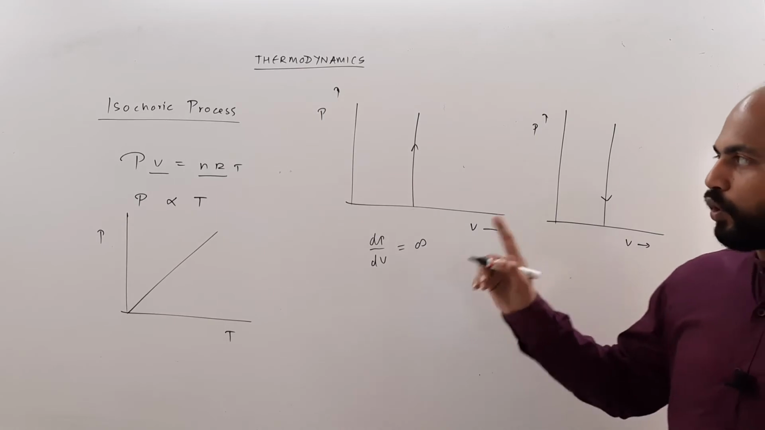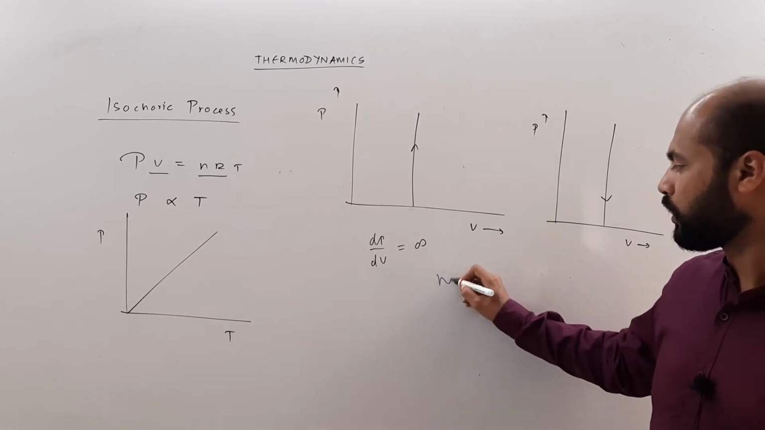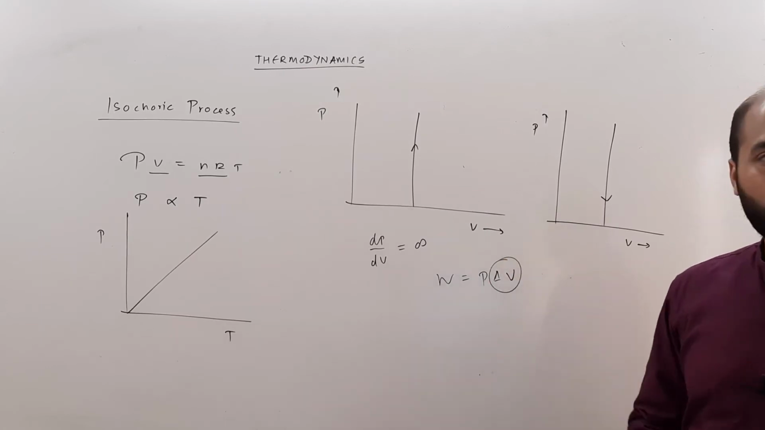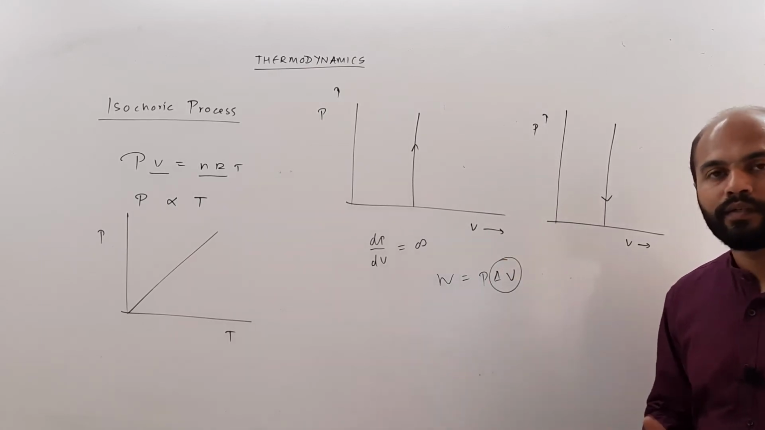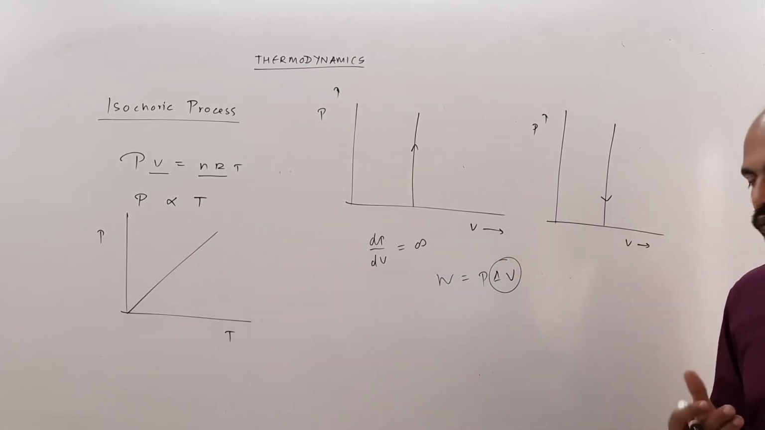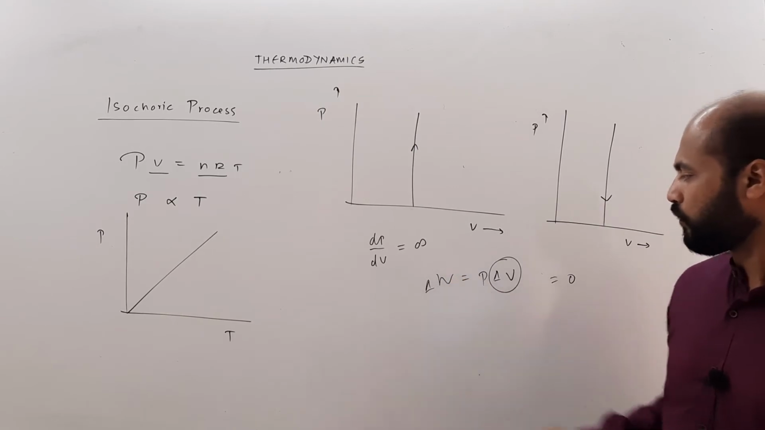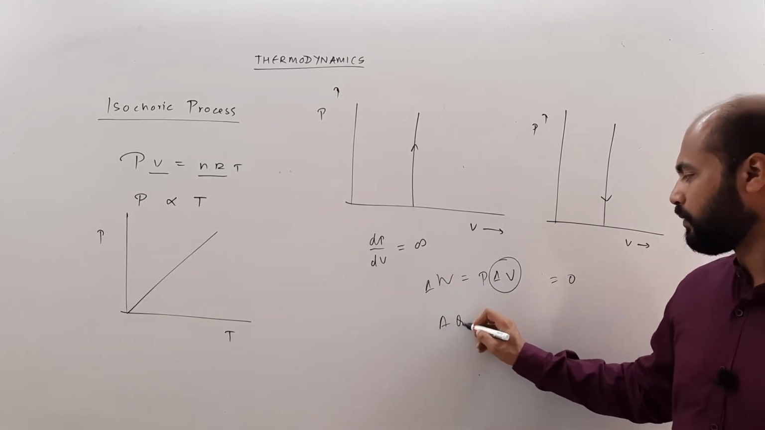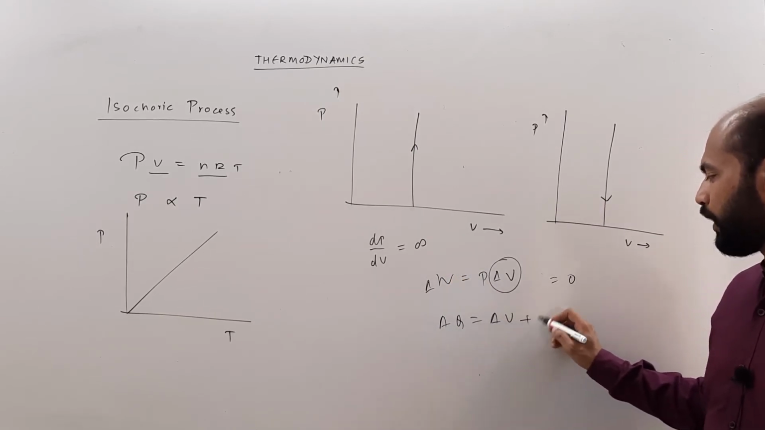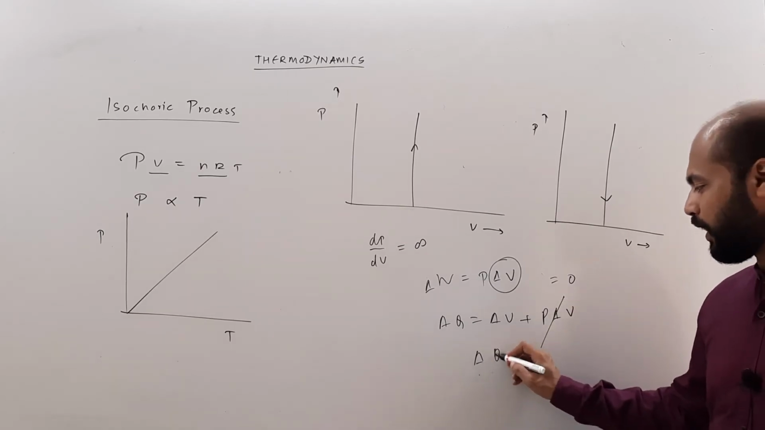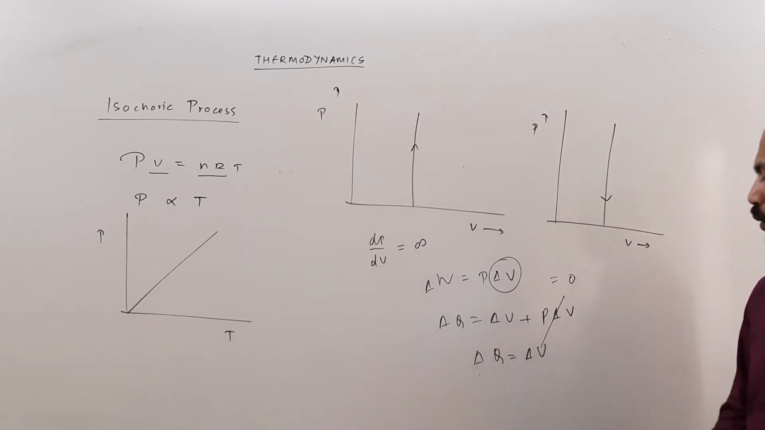Next, we talk about the work done. So when the volume is constant, we know that work done is given as P delta V. Now if delta V is 0, that means volume remains constant. V final minus V initial is going to be 0, which means that work done in this process is 0. And if you go to the first law of thermodynamics, we get the equation delta Q is equal to delta U plus P delta V. So this goes and we get the expression delta Q is delta U.